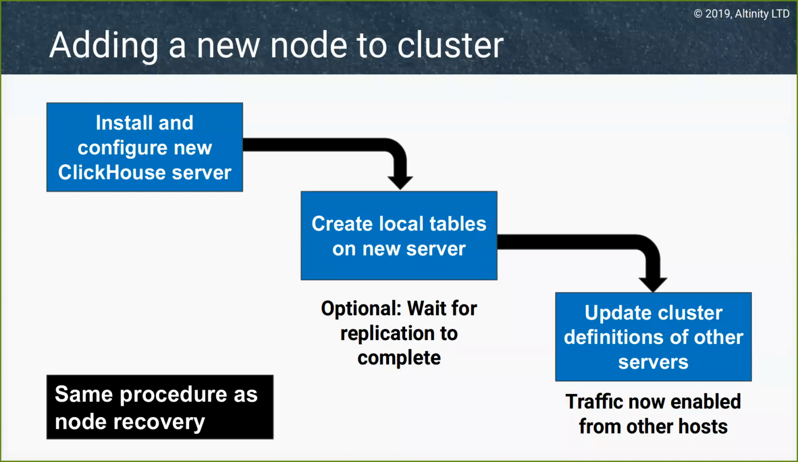Once that new node is ready to go, you can go ahead and update the cluster definitions of the other servers, and that will then enable traffic to come, for example, through distributed tables. You'll now get traffic coming onto that host. This is essentially the procedure you would also go through if you lost a node and you had to recreate it. You basically bring one up, create the local tables, and then connect it back in.